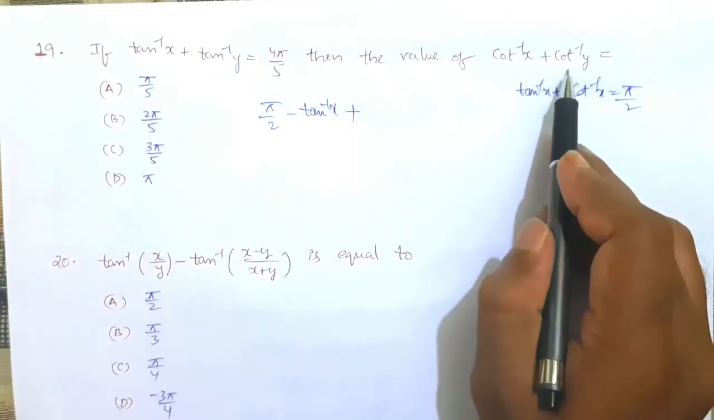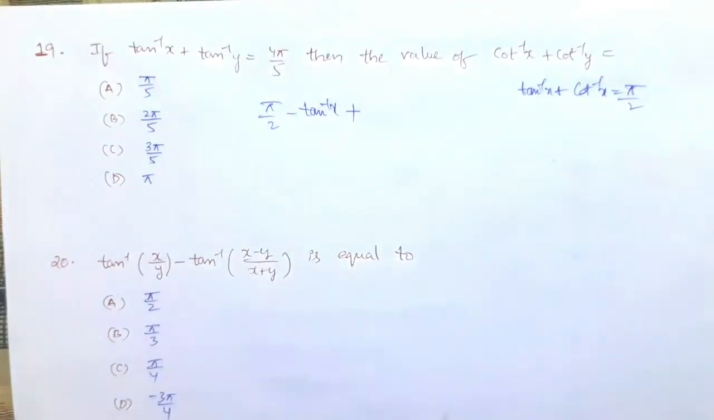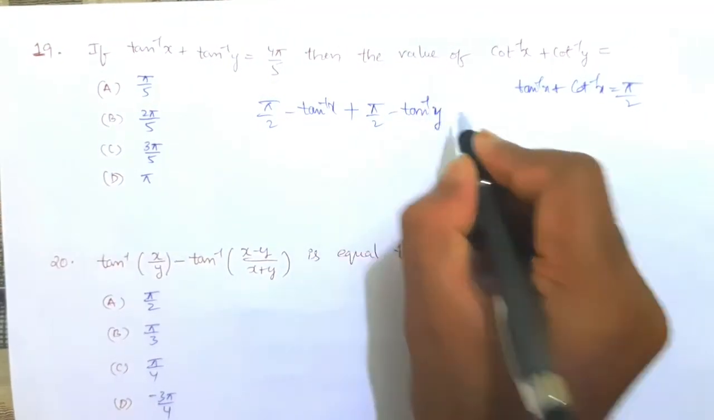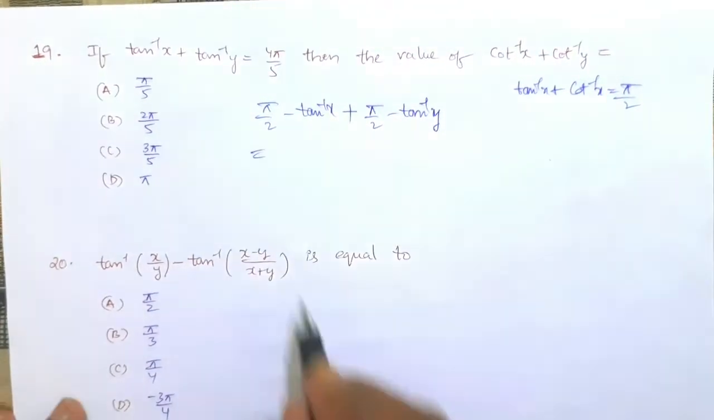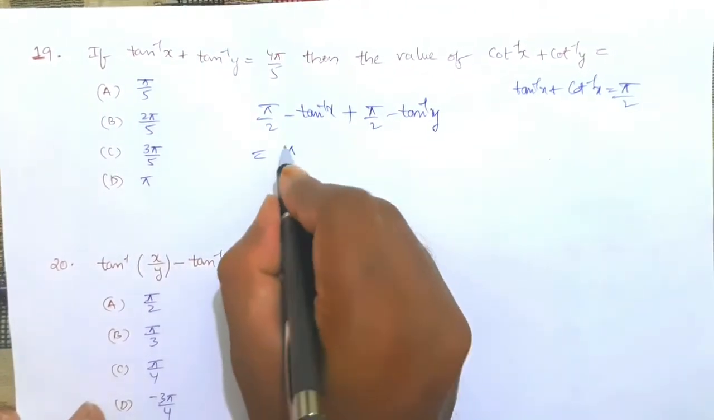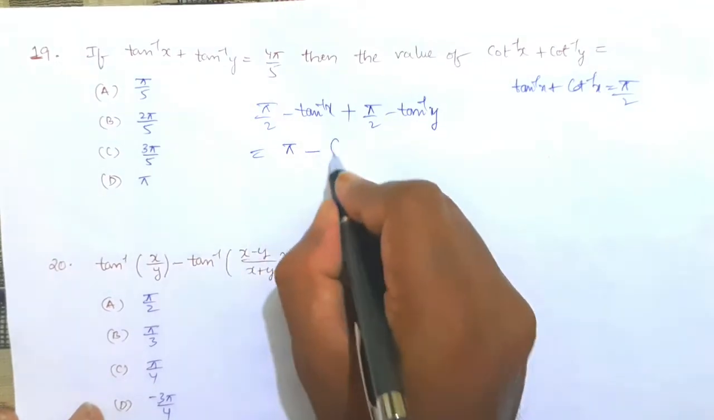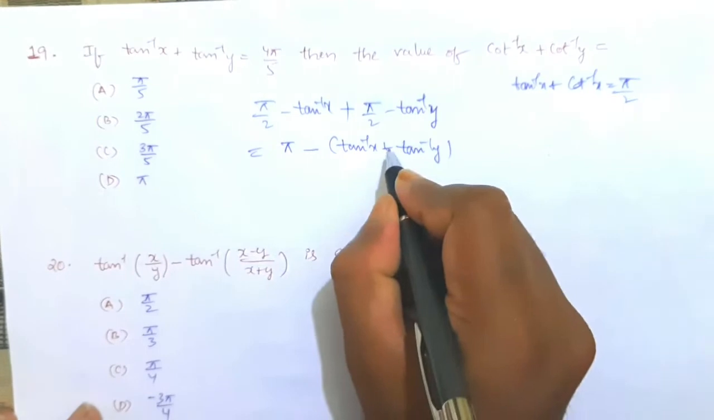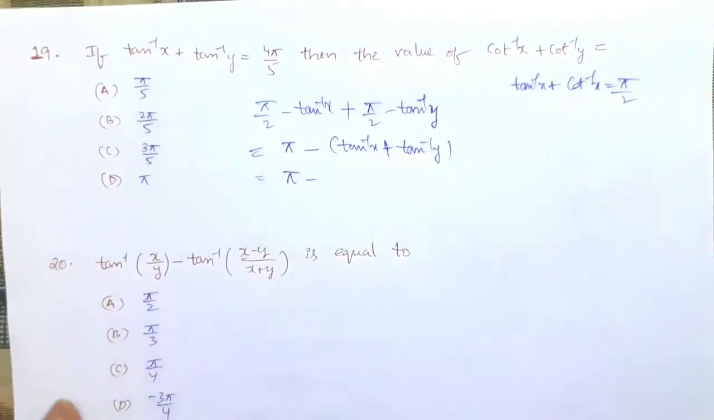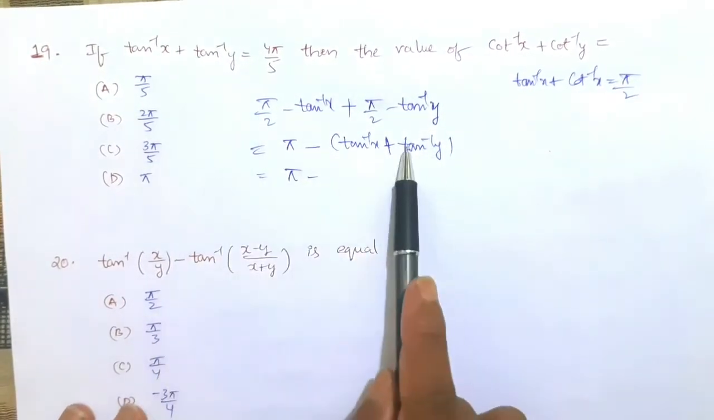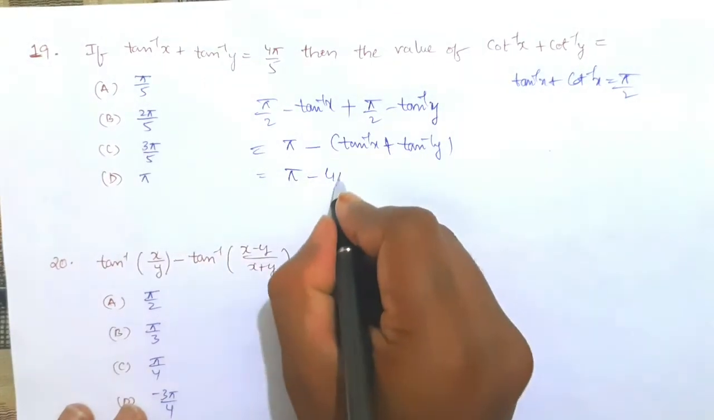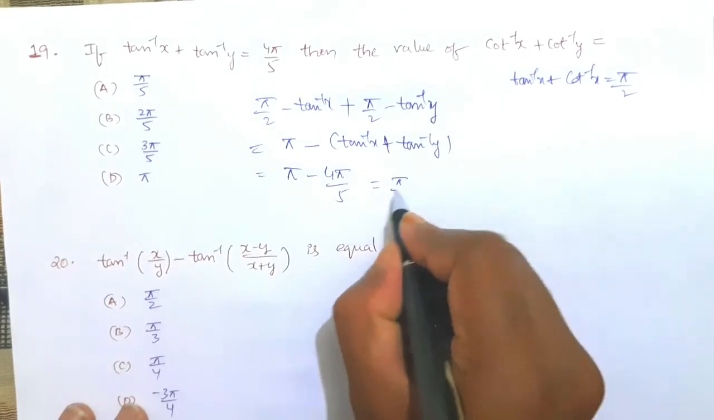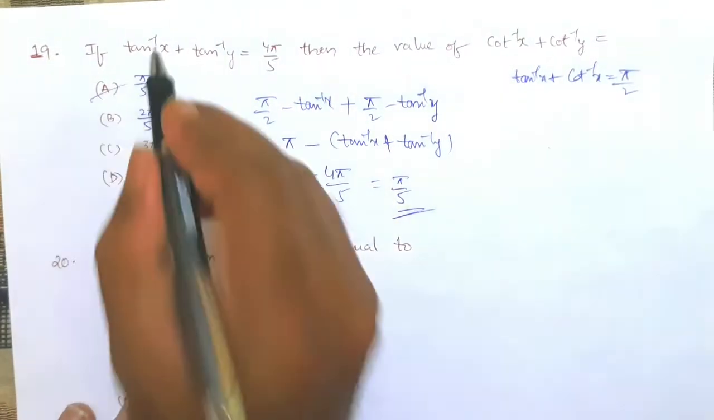Similarly, cot inverse y means what? Pi by 2 minus tan inverse y. So pi by 2 plus pi by 2, which is pi, minus, if you take common, you will get tan inverse x plus tan inverse y. So which is pi minus, they have given tan inverse x plus tan inverse y as 4 pi by 5. So this is 4 pi by 5. If you simplify, 5 pi minus 4 pi is pi by 5, which is option A.